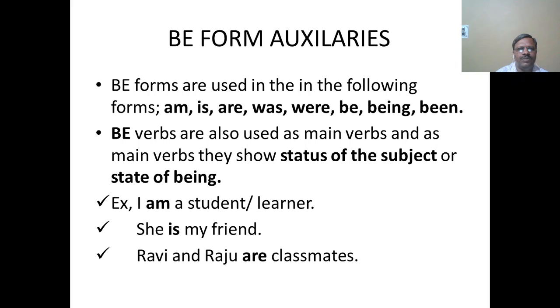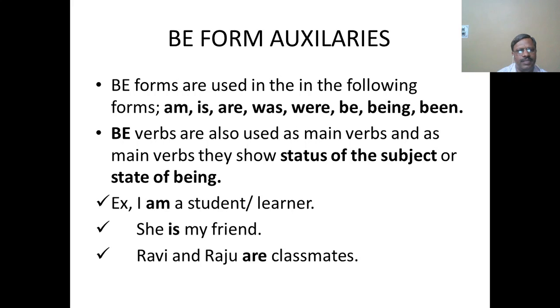Be verbs are also used as main verbs, and as main verbs they show the status of the subject or state of being. Be form verbs are also used as main verbs. When they are used as main verbs, they indicate or show the status of the subject of the sentence or a state of being. I am a student, or I am a learner. In the sentence, the state of a student is shown. The subject I, what is the status or state, is presented in this sentence.